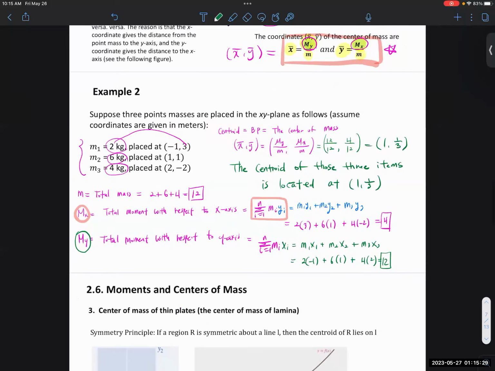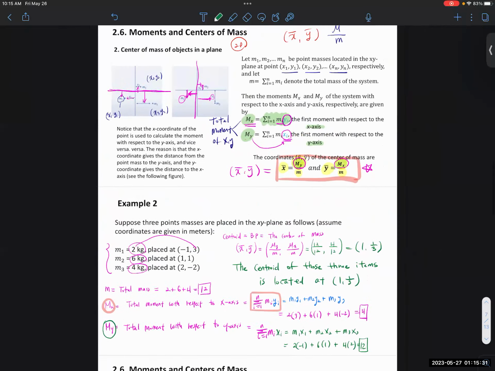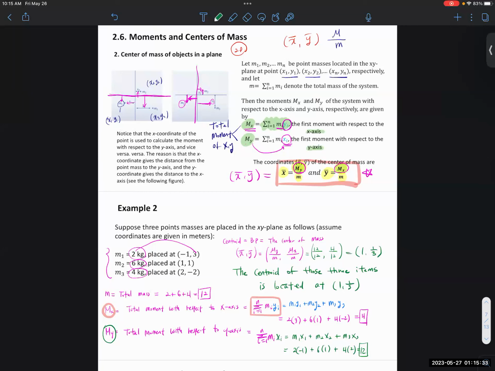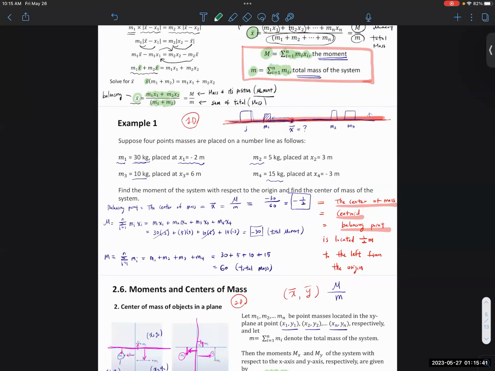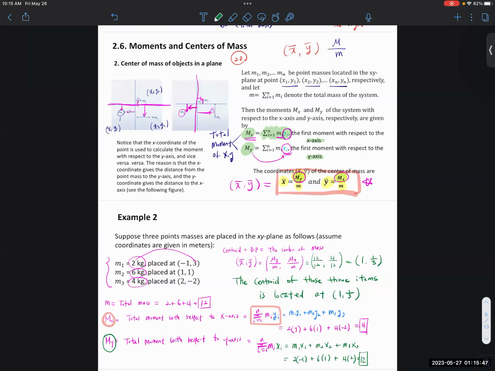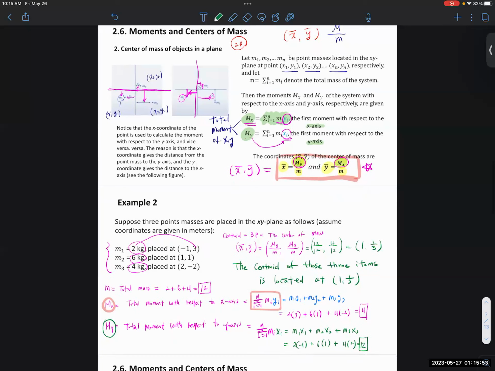Does it make sense? So I introduced how to find the balancing point in 2-dimensional space. In the previous question, we found the balancing point in 1-dimensional space because everything is on the same line. Here we have 2 coordinate points, so to describe its position, we have to describe the x coordinate and the y coordinate. So this is the 2-dimensional balancing point. It's getting better and better.